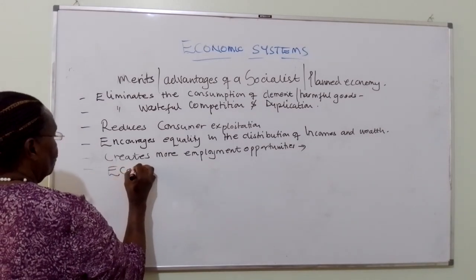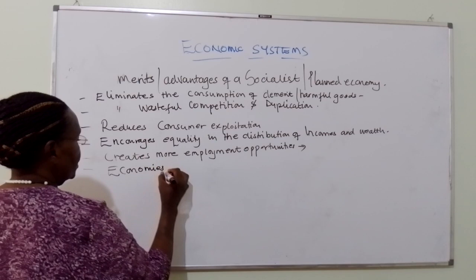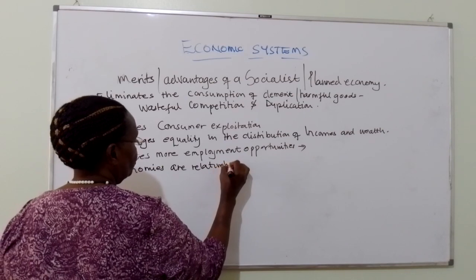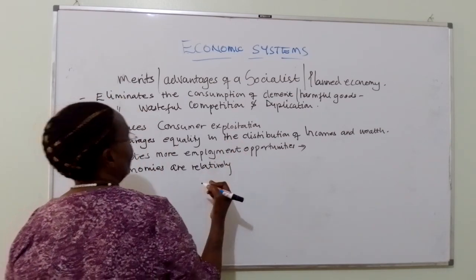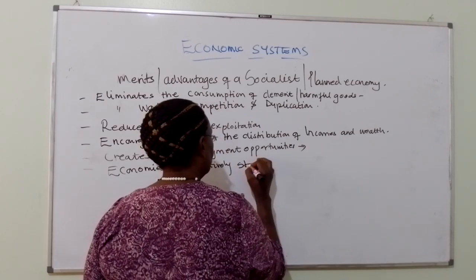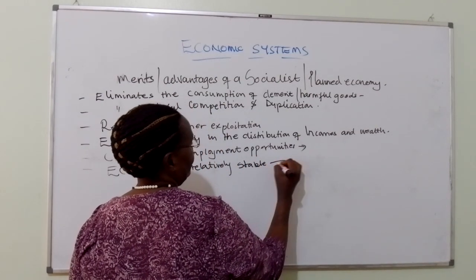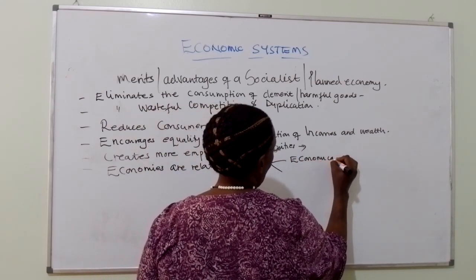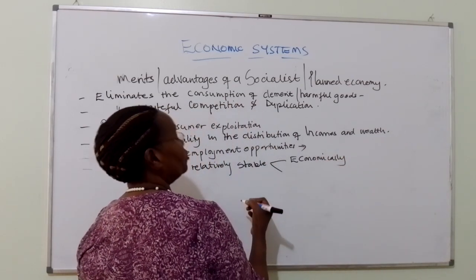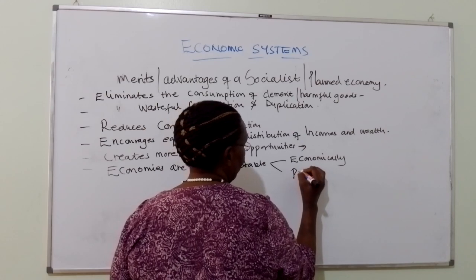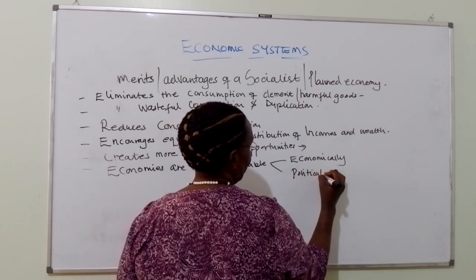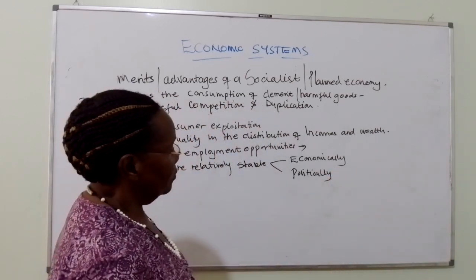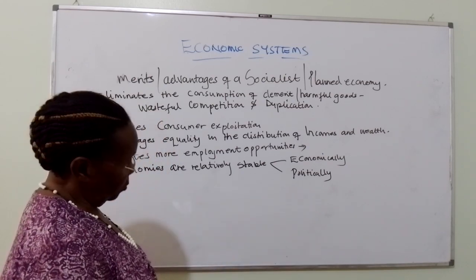Economies which are under socialism are relatively stable. Why do we use the word relatively? Because we are comparing with the capitalists. So these ones are relatively stable, and that stability is both in the economic sphere and the political one. Economically, their prices are stable because government can regulate or control them, and even politically, because nobody is yearning to be richer than the other, there is no rivalry. So politically and economically, these economies are usually stable.